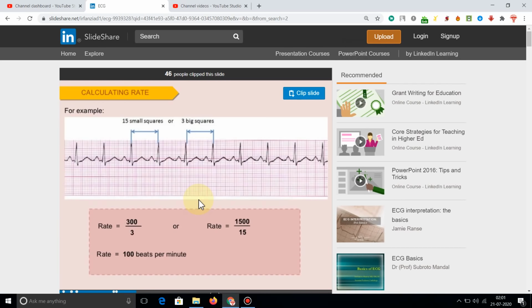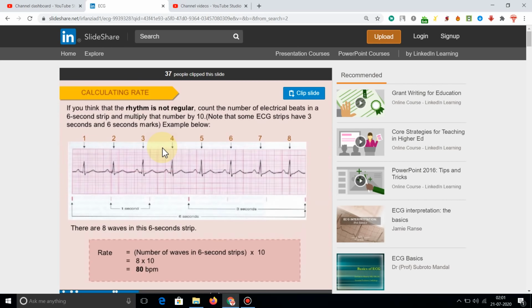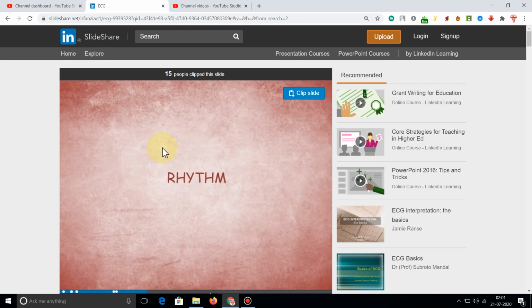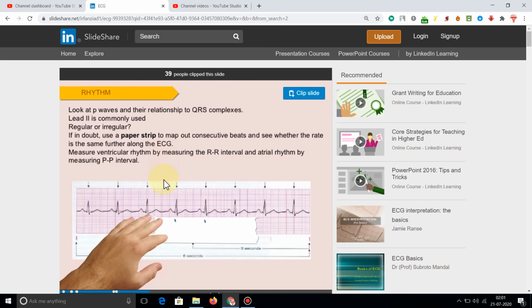Rate: calculating the rate. Rhythm: look at the relationships to the QRS complex, lead II is commonly used. Is it regular or irregular? If in doubt, use a paper strip to map out the beats and see whether the rate is the same further along the ECG.